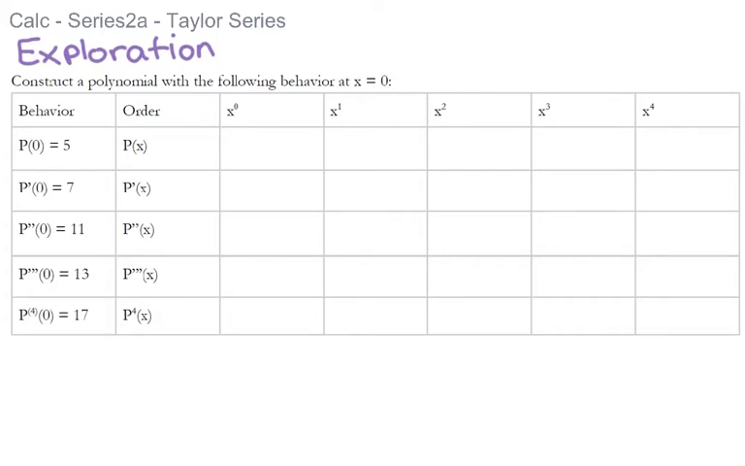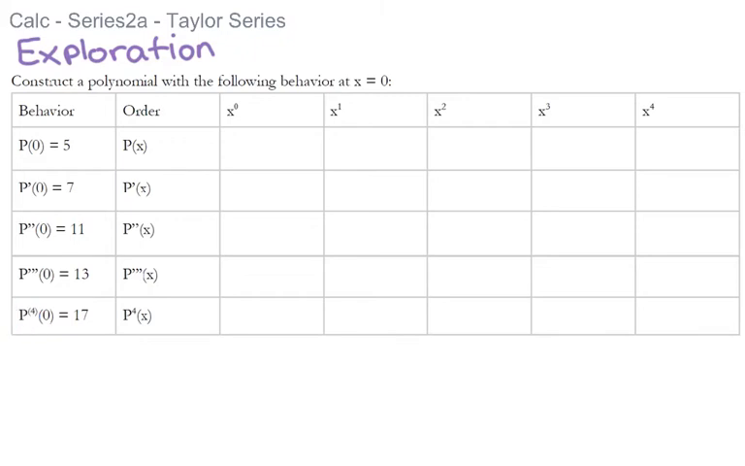So let me explain the setup of this situation first. It says construct a polynomial with the following behavior at x equals 0. Here are all of the behaviors. The polynomial's value at 0 is 5. The polynomial's derivative at 0 is 7. So take the derivative, plug in 0, and you get 7. Second derivative at 0 is 11, and so forth until the fourth derivative.